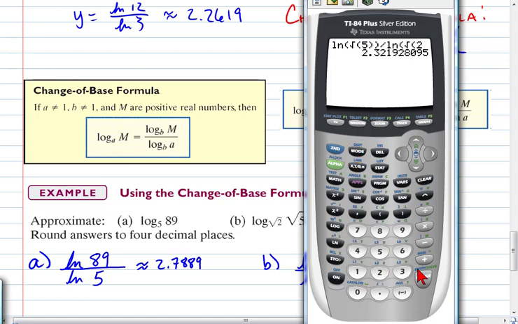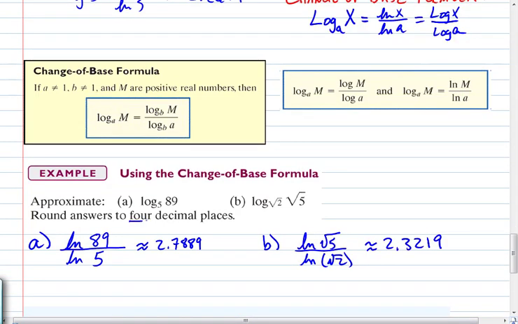So this is 2.3219. If you have the newer operating system, it'll automatically put it under the radical and not worry about the parentheses. Rounded to 4 places because that's what we were told to do in the instructions.